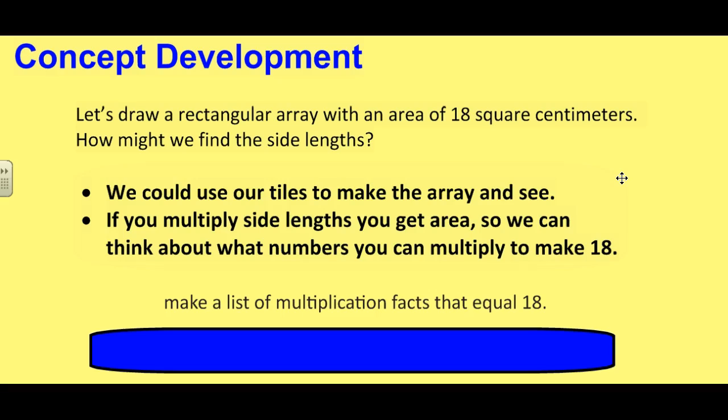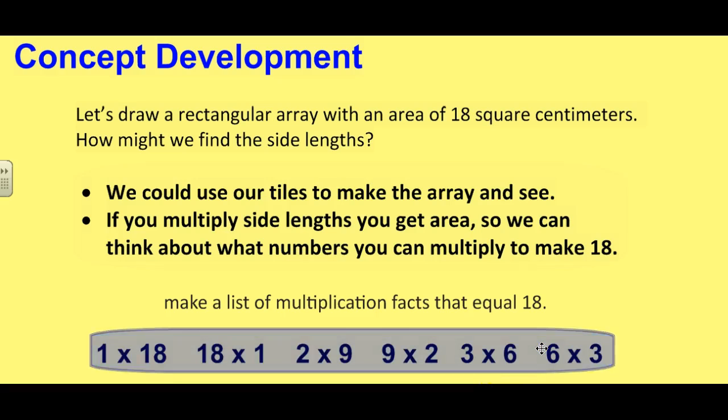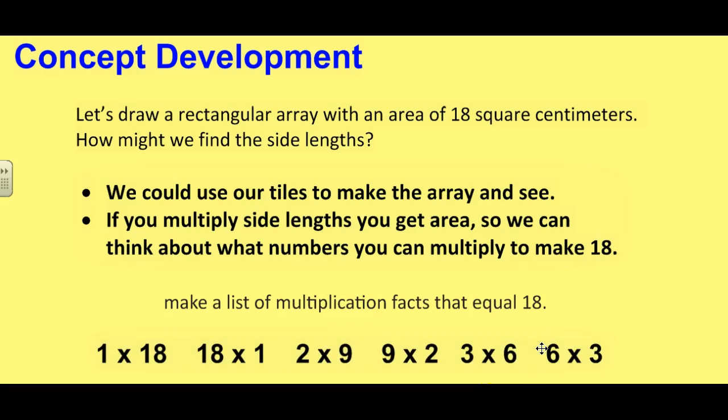List all of those on your board for me, and whenever you're ready to check those, I want you to push play. So I know that 1 times 18 and 18 times 1 gives me 18. 2 times 9 and 9 times 2 gives me 18. And 3 times 6 and 6 times 3 gives me 18.